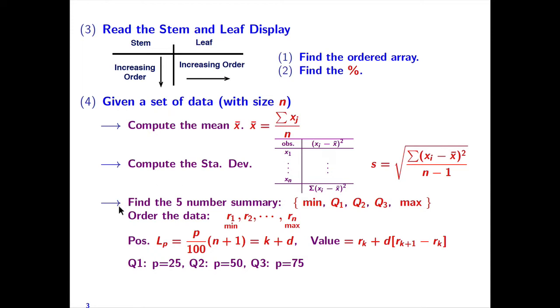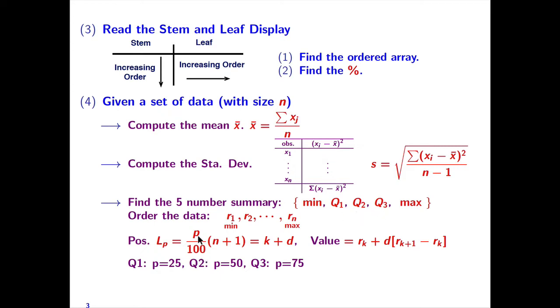And you also need to know how to find the five number summary, given an ordered array from R1, R2, all the way to Rn. Your minimum is R1, your maximum is Rn, and you also need to find Q1, Q2, and Q3.